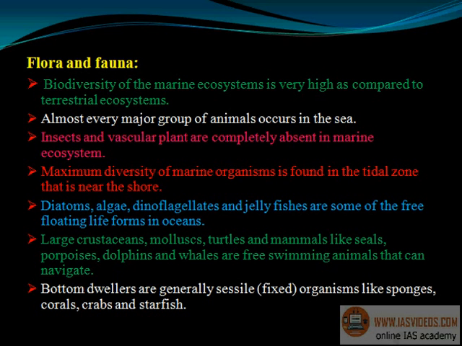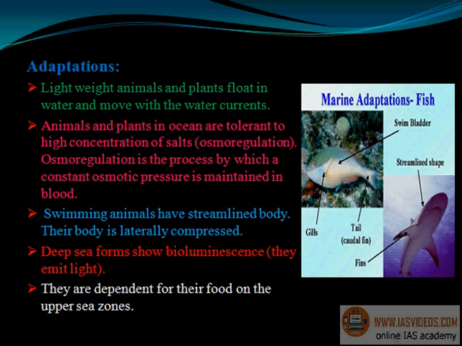Bottom dwellers are generally sessile, fixed organisms like sponges, corals, crabs and starfish. Adaptations. Lightweight animals and plants float in water and move with the water currents. Animals and plants in ocean are tolerant to high concentration of salts. Osmoregulation. Osmoregulation is the process by which a constant osmotic pressure is maintained in blood.